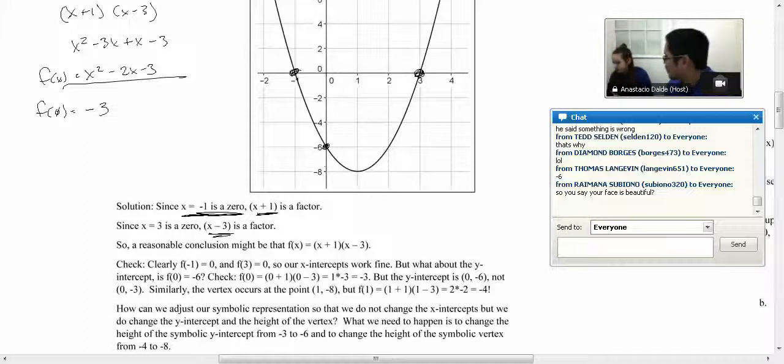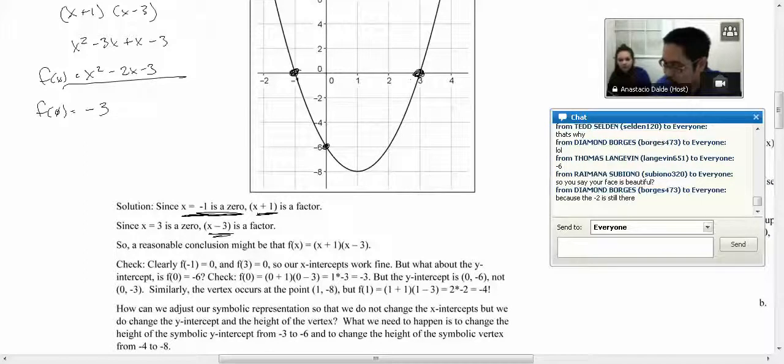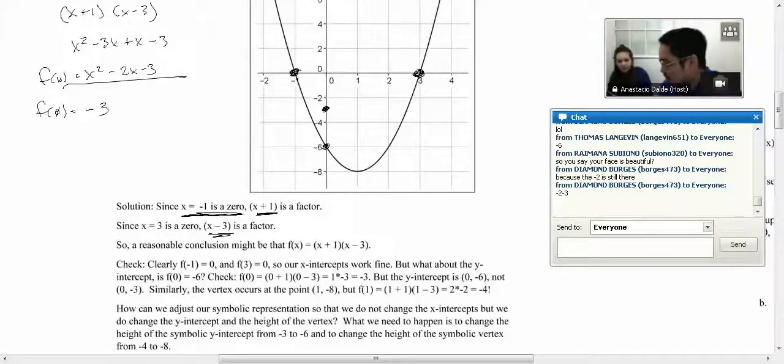Do you guys understand what the problem is? We got the intercepts, but when we tried figuring out where the y-intercept is, we got negative 3, and the actual parabola is at negative 6. So what do we need to do?